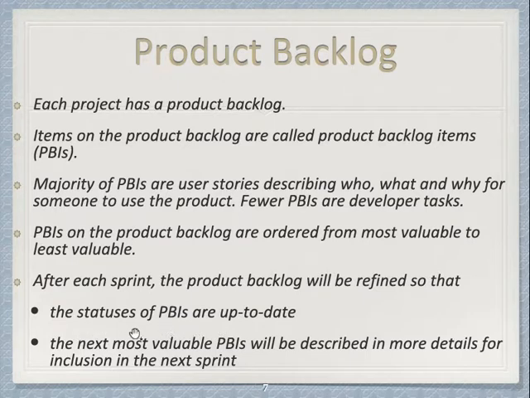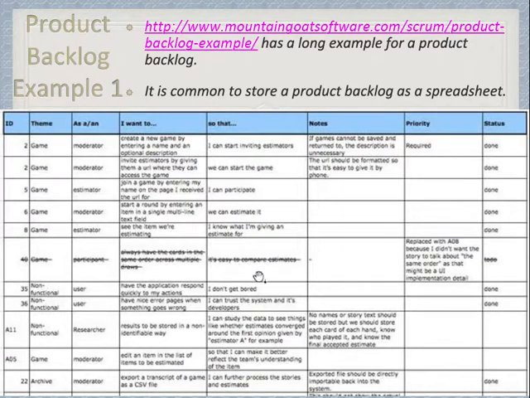And the product backlog will also show the status of PBIs. Okay, this is going to be hard to read, but I'll read it out for you. The first column are the IDs, so maybe we give it a number, and the second one is theme or feature. The third column is the role. Here, moderator, estimator, and user, researcher. So these are different roles for this particular application.